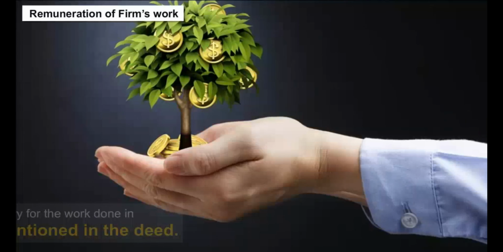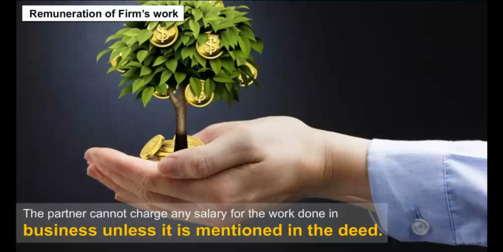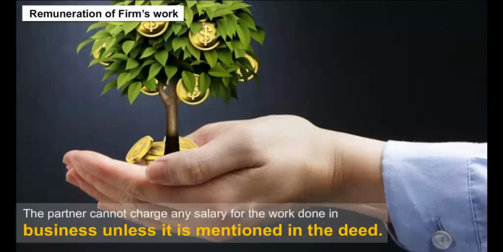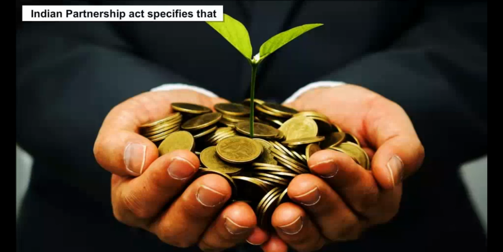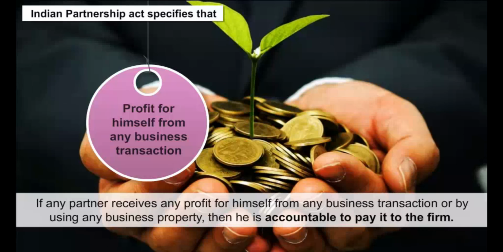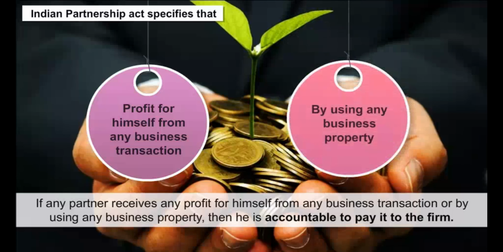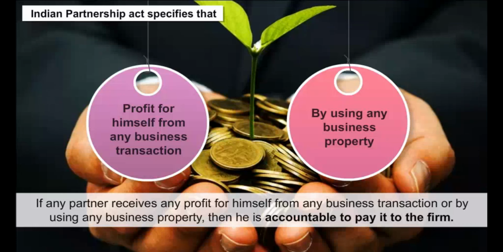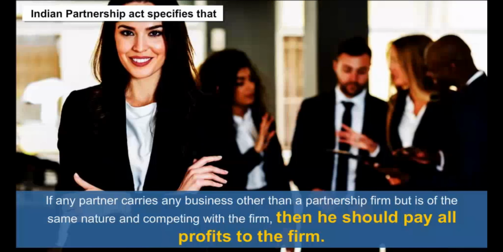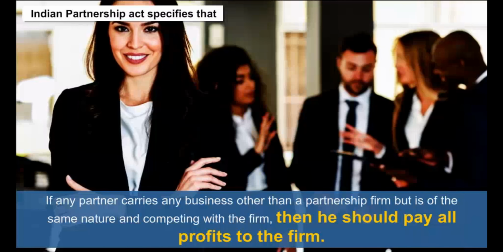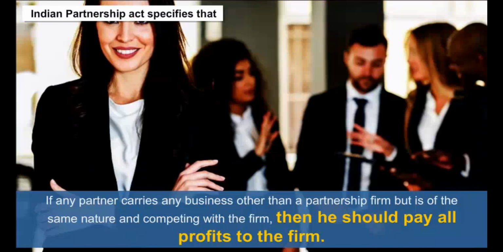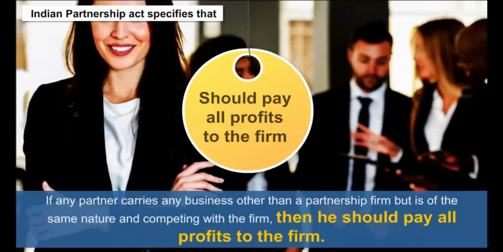Remuneration for firm's work. The partner cannot charge any salary for the work done in the business unless it is mentioned in the deed. Indian Partnership Act specifies that if any partner receives any profit for himself from any business transaction or by using any business property, then he is accountable to pay it to the firm. If any partner carries on any business other than the partnership firm, but of the same nature and competing with the firm, then he should pay all profits to the firm.